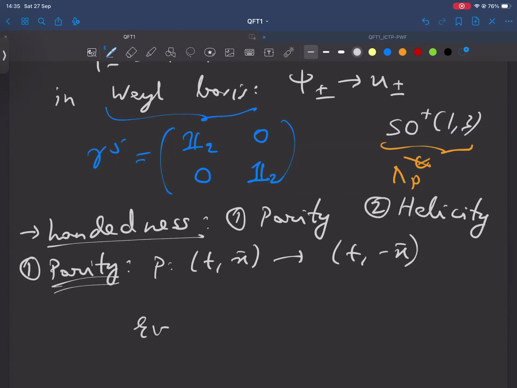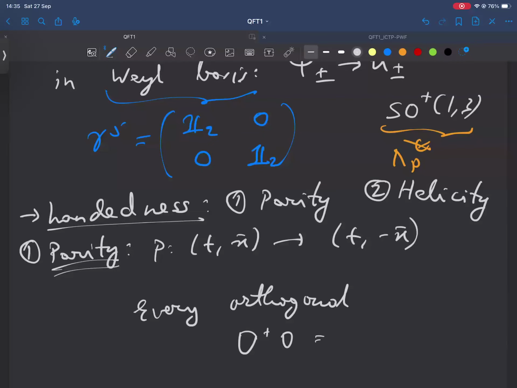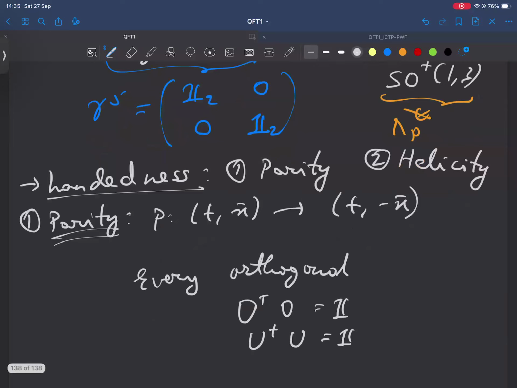By definition, every orthogonal group is a unitary group, right? Because what is an orthogonal matrix? O transpose O is identity. What is a unitary matrix? U dagger U is identity. But orthogonal matrices are defined for real entries, so this boils down to this. So every orthogonal group by default preserves unitarity.